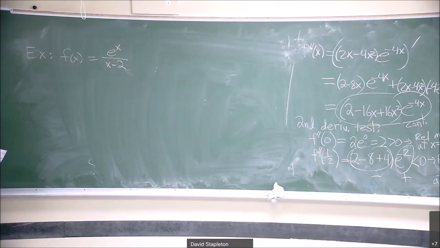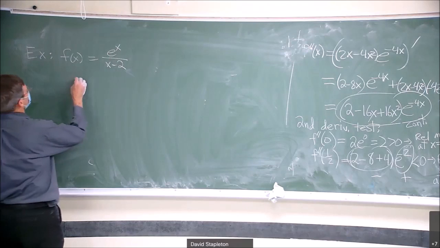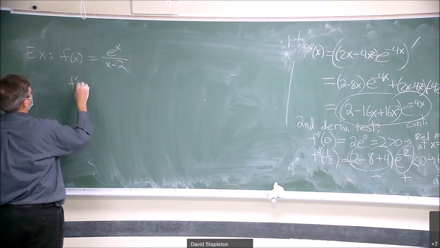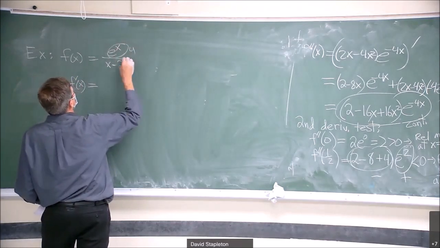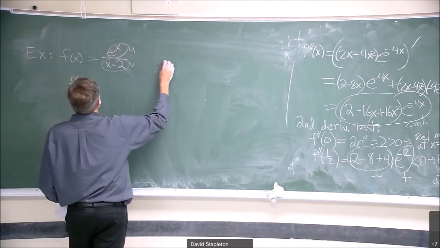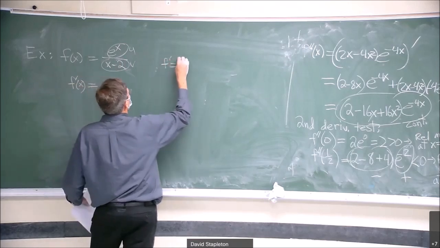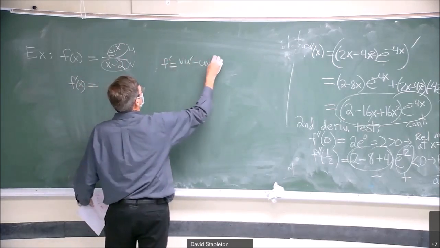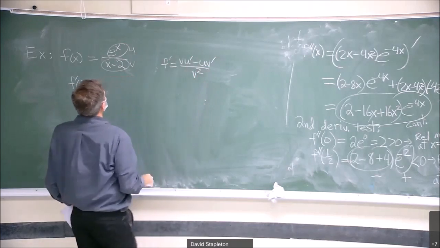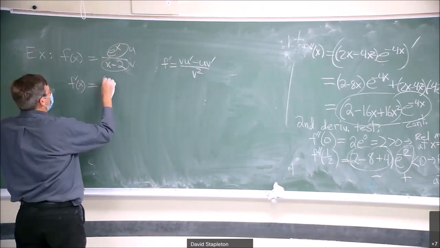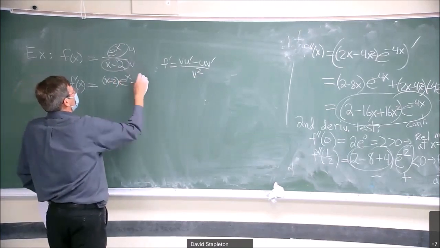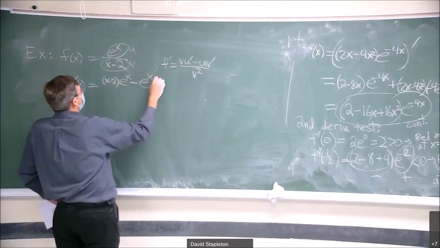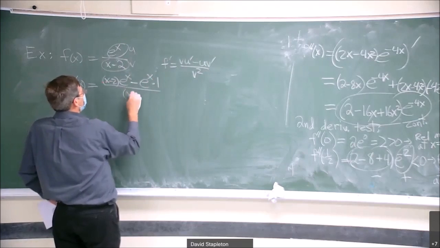Again, I don't see an even or odd function, so I don't see any symmetries, but I do see I can do some calculus with it. Right? F prime of x, now I have a quotient, so I'll go to the quotient rule. If it's u over v, F prime is v u prime minus u v prime over v squared. So I'm going to do that. X minus 2 times the derivative of e to the x, which is e to the x, minus u, which is e to the x, times v prime, which is 1, all over x minus 2 squared.